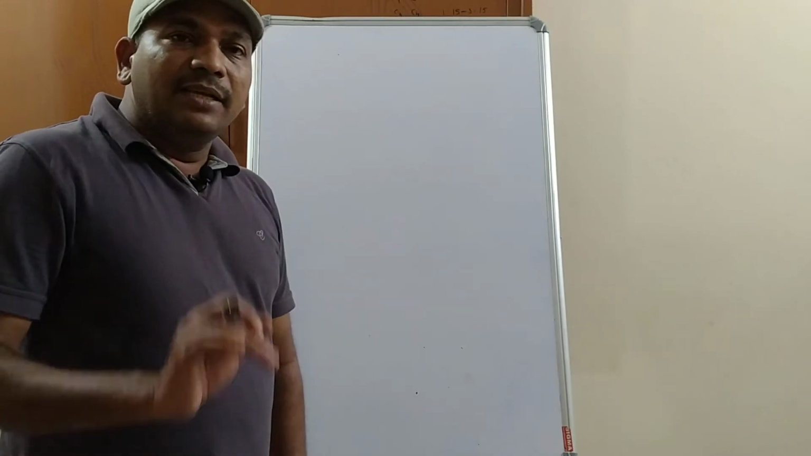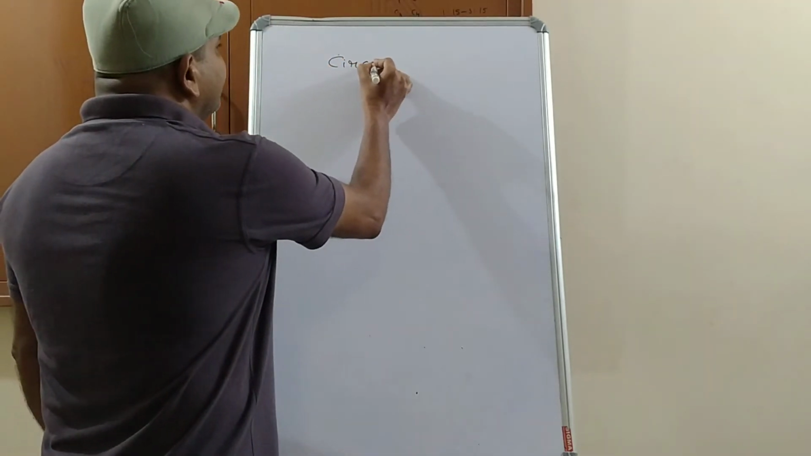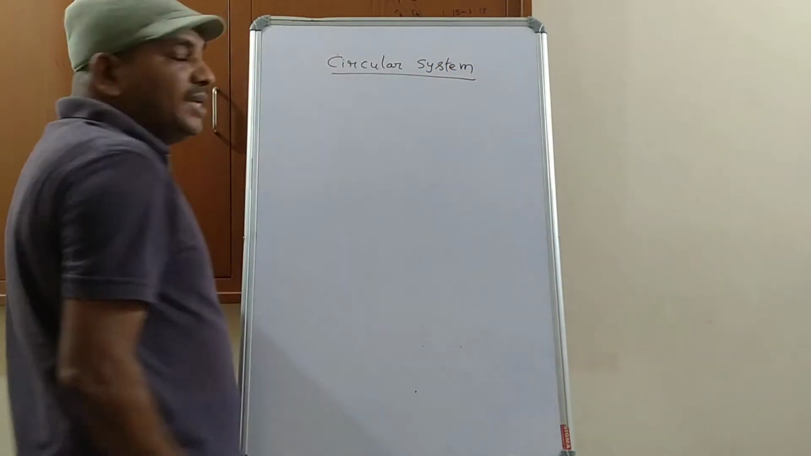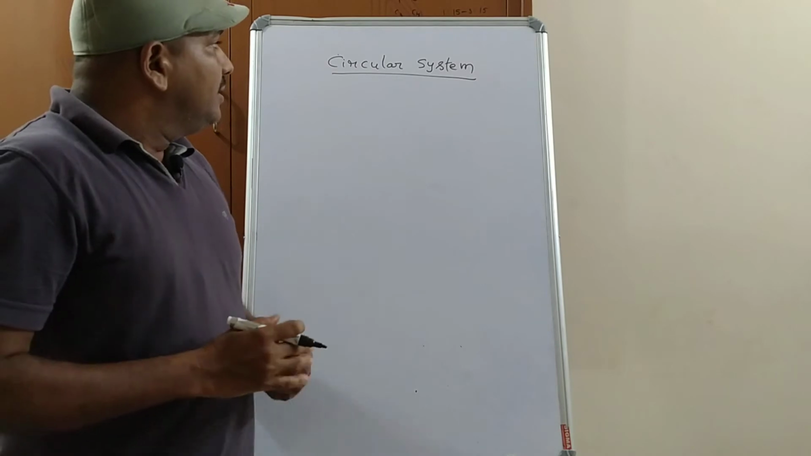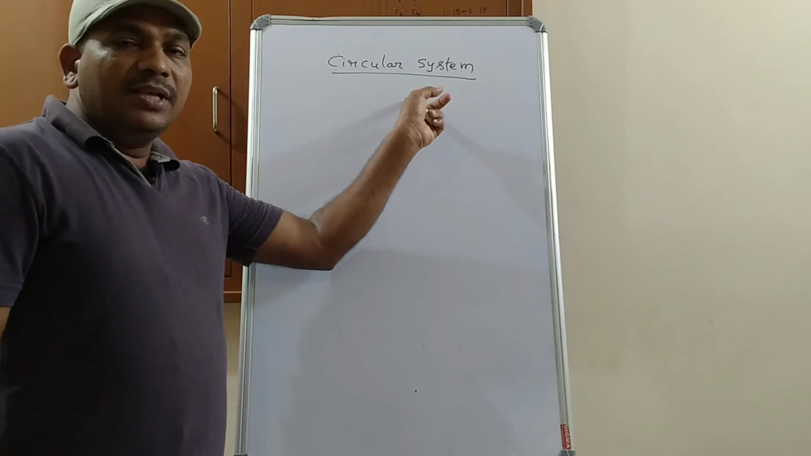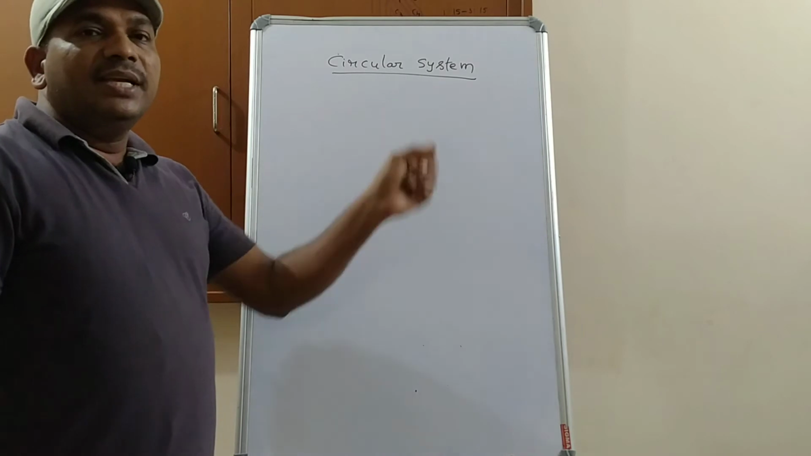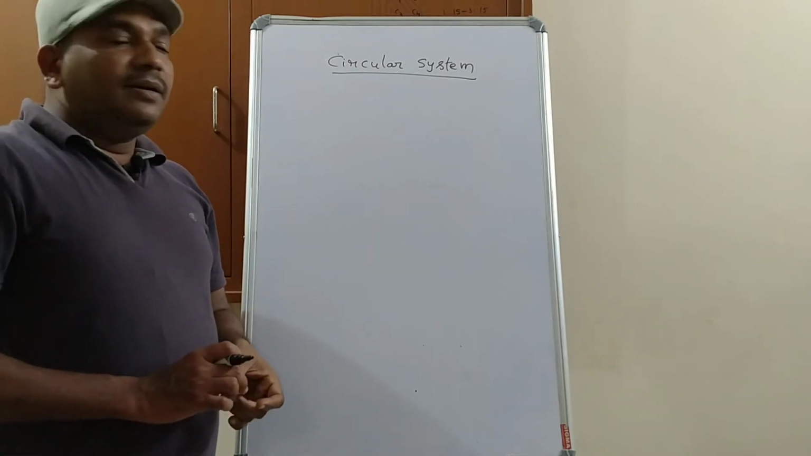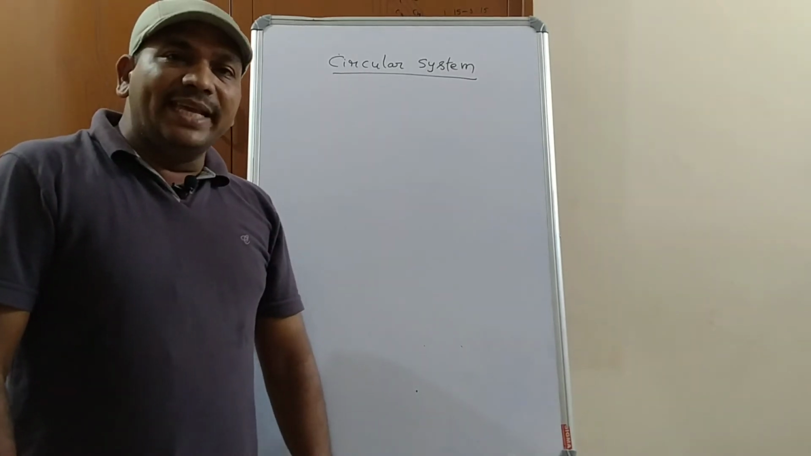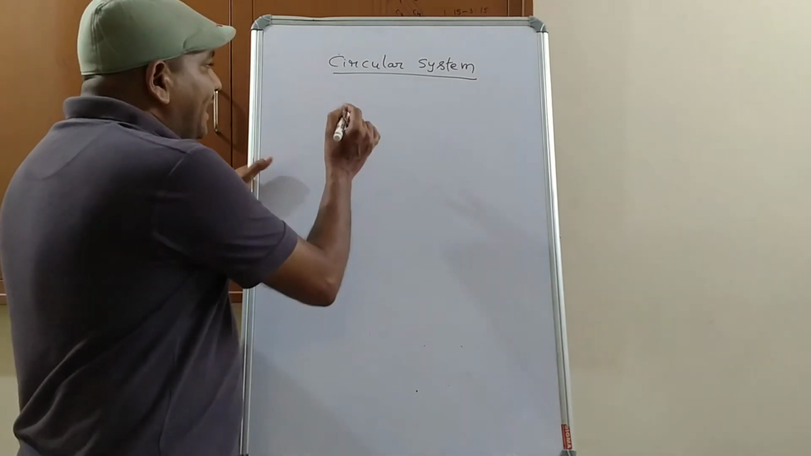Measurement of the angles. Third system is circular system. In this system, first of all, radian.